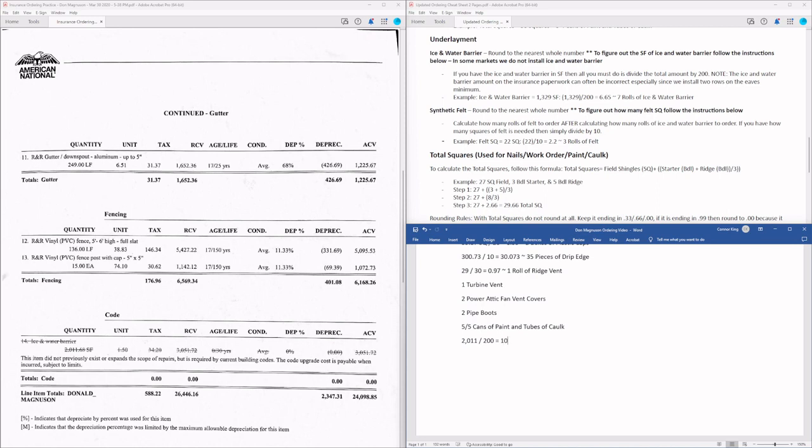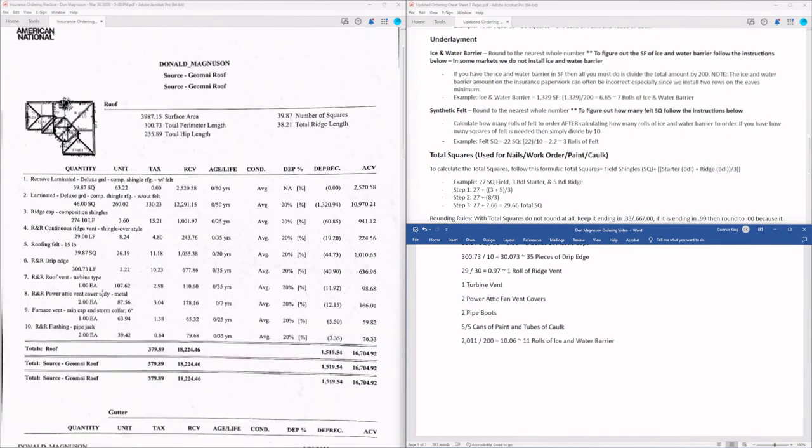And that's going to get us 10.06 rolls. Sorry, first we're going to do our rounding. With the rounding of ice and water barrier, we're going to round up to the nearest whole number. So we're going to get 11 rolls of ice and water barrier.